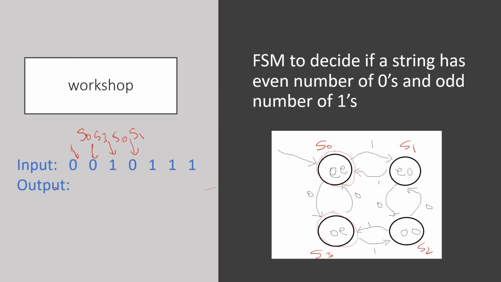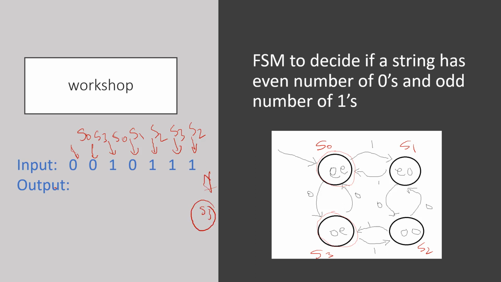In S1, you see a 0, you're going to go to S2. And in S2, you see a 1, you're going to go to S3. In S3, if you see a 1, you're going to go to S2. And in S2, you see a 1, you're going to go to S3.